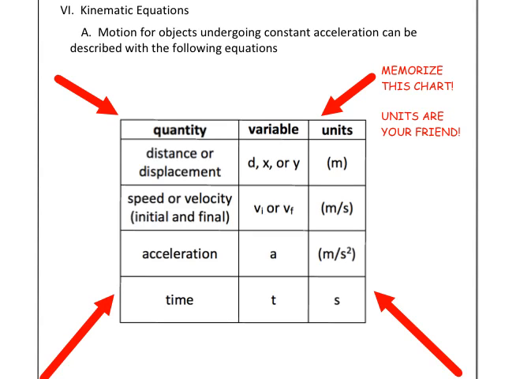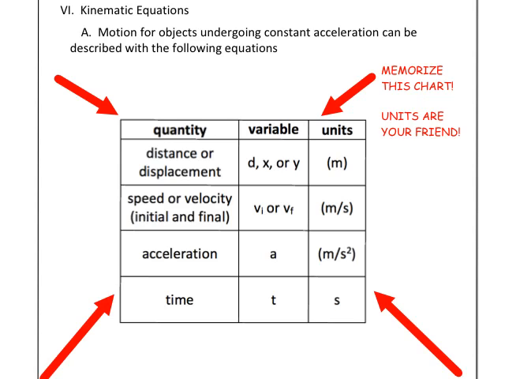Welcome to Roman numeral 6 on kinematic equations. Remember, when we talked about kinematics, that was the study of motion without considering the cause. So now we're going to take equations and some of the concepts we've learned so far and apply them to motion for objects undergoing a constant acceleration.